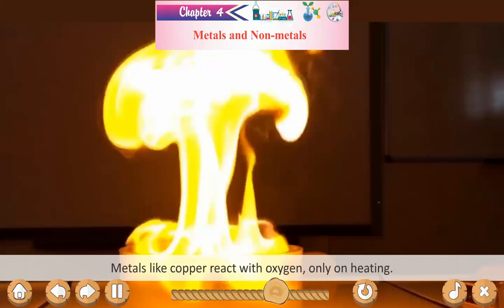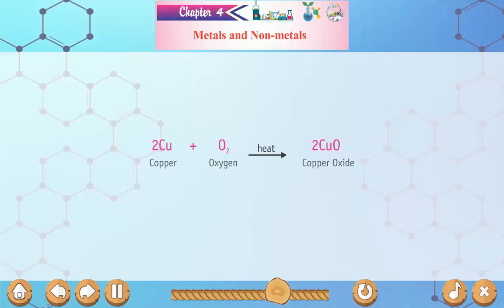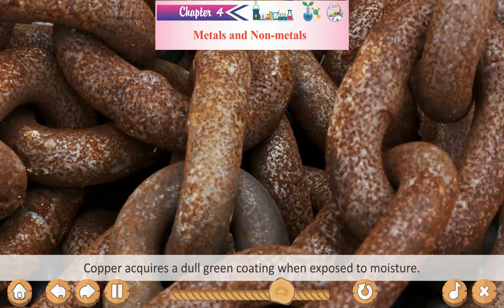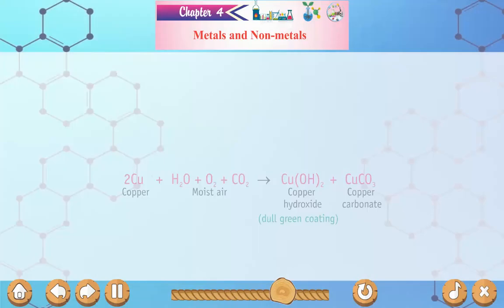Metals like copper react with oxygen only on heating. Silver and gold do not react with oxygen. 2Cu copper plus O2 oxygen, heat, gives 2CuO copper oxide. Metals like iron, copper, aluminium corrode on exposure to moist air for a long time. Copper acquires a dull green coating when exposed to moisture.